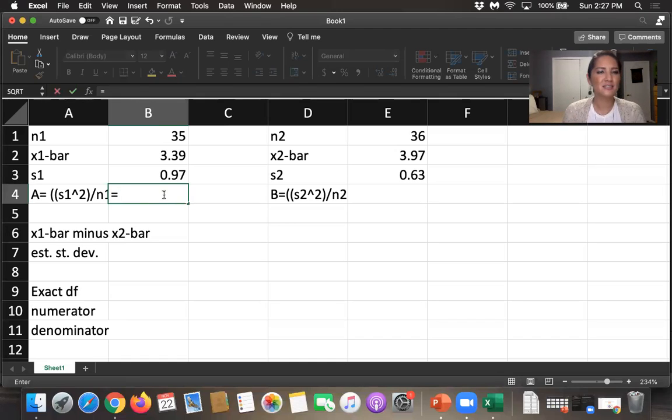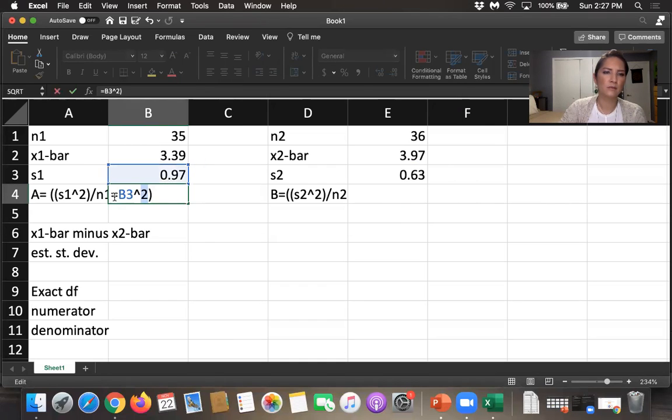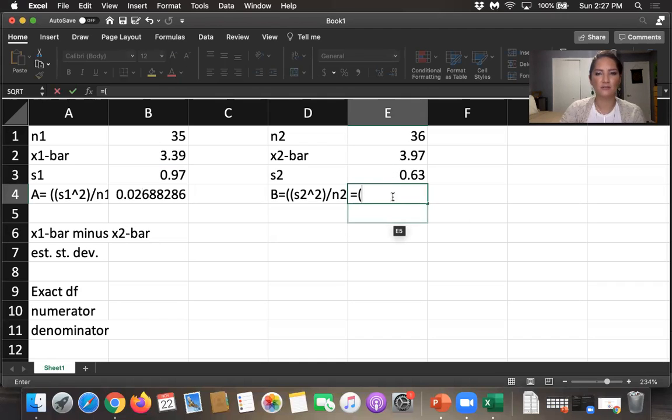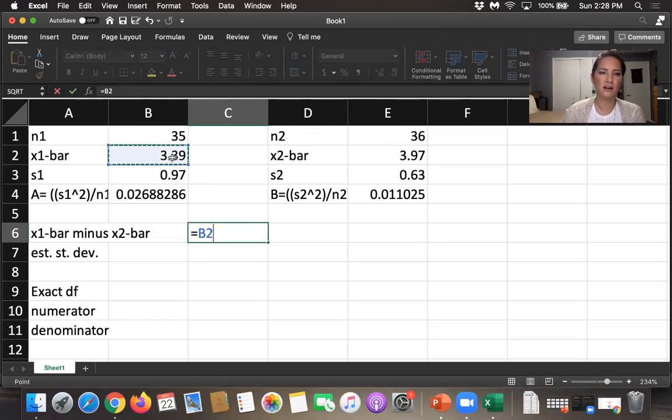So A is an estimate of the variance for that first sample, and that comes from taking the sample standard deviation and squaring it, and then taking that value and dividing by the sample size. And then B is the same thing. Over here, you just use the sample standard deviation for the second sample, and then you divide by that sample size. In order to compute our test statistic, we need X sub 1 bar minus X sub 2 bar. So I'll take that here.